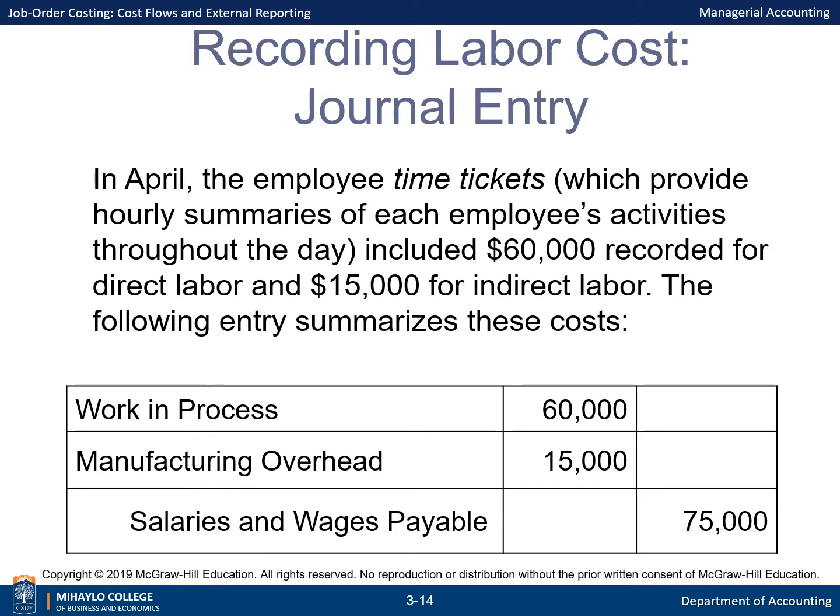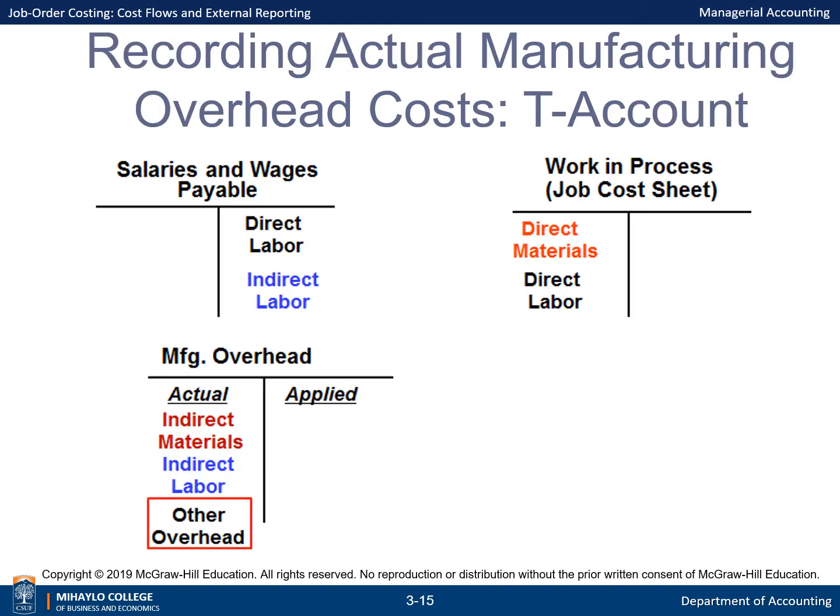Both direct and indirect labor is credited to the salaries and wages payable account. Additional manufacturing overhead costs are debited to the manufacturing overhead account. The debit side of the manufacturing overhead account represents actual overhead incurred during the period.